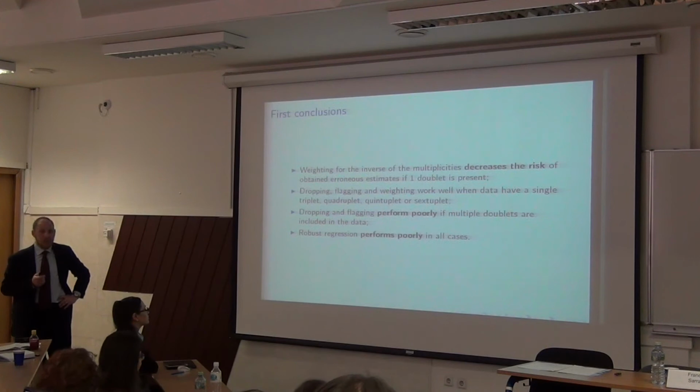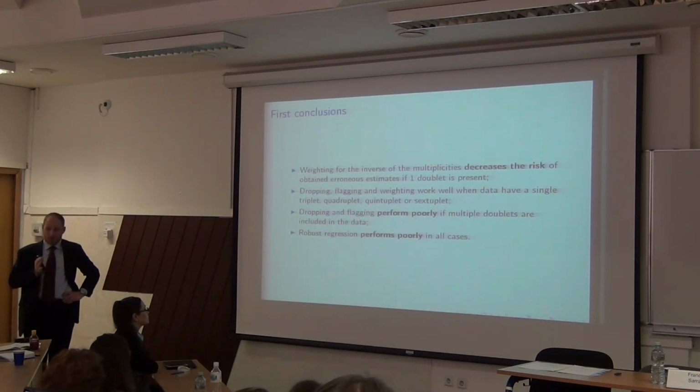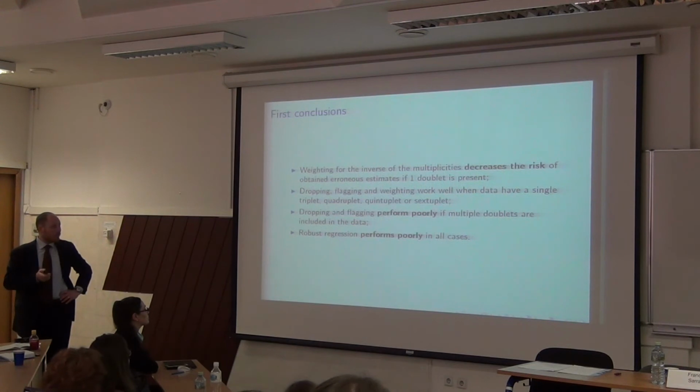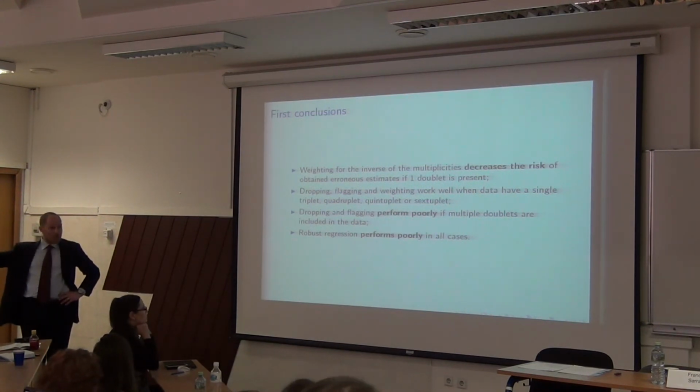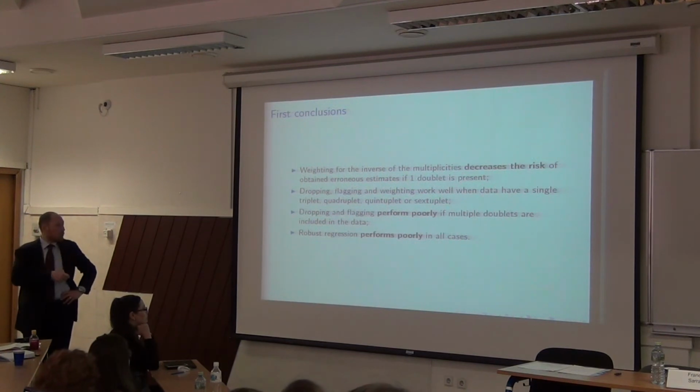Dropping, flagging, and weighting work well when data have a single triplet, quadruplet, quintuplet, or sextuplet. Dropping and flagging perform poorly if multiple doublets, 1, 16, etc., are included. Robust regression, forget it.